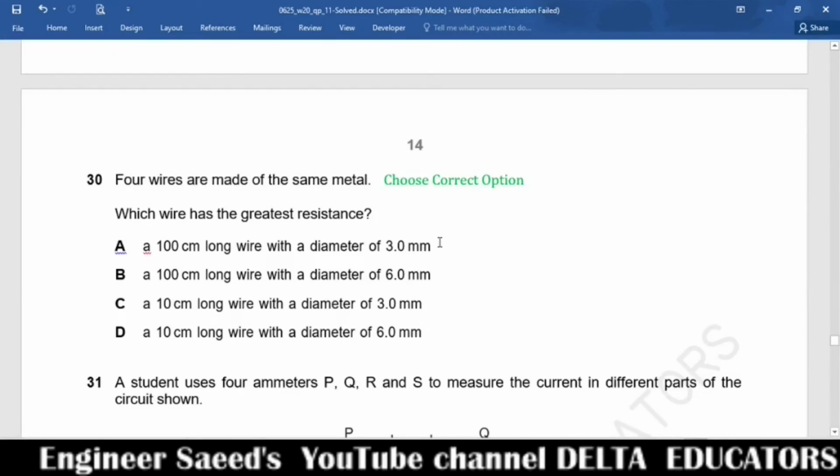If we check option A and option B, in option A the diameter is 3 millimeter and in option B the diameter is 6 millimeter. Since in B the diameter is more as compared to A, resistance will be greatest in option A, where we have a 100 centimeter long wire and its diameter is 3 millimeter. So here the correct option will be option A.